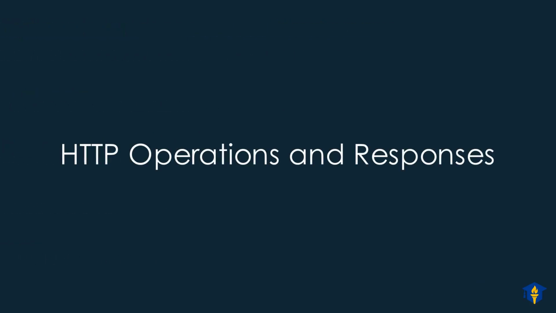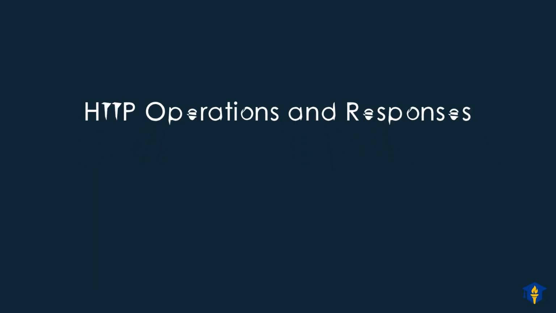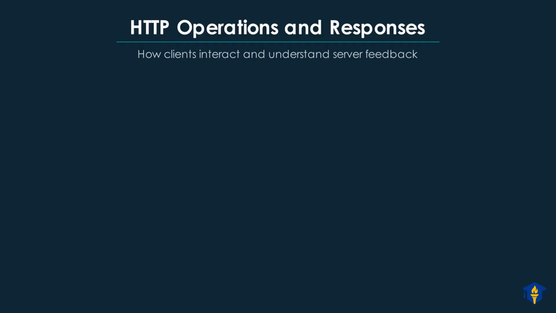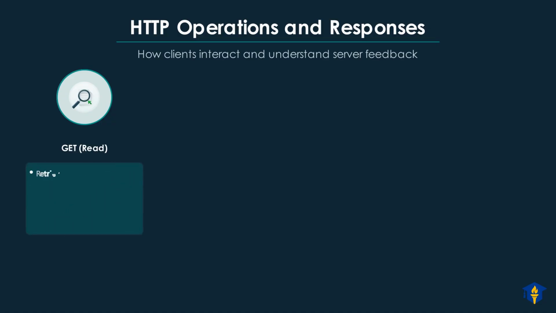We will now examine the common HTTP operations and their corresponding responses in RESTful APIs. This section will explain how clients interact with servers and interpret the feedback received. The GET method is used to read or retrieve data from the server without making any changes. Its primary purpose is to retrieve information or resources that already exist on the server. For instance, a GET request to /users would fetch a list of all available user resources. A 200 OK status indicates a successful GET request, meaning the data was retrieved correctly.